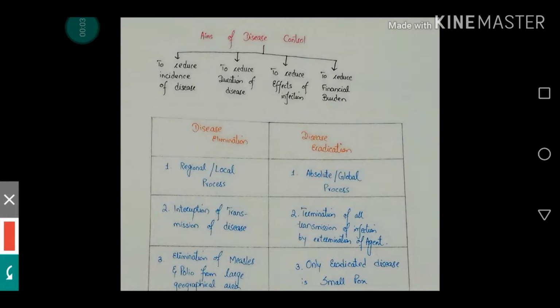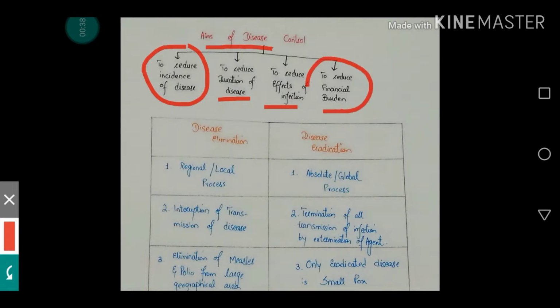So let us continue our talk about basic concepts of community medicine. Today we will talk about the aims of a disease control mechanism, the differentiation between disease elimination and disease eradication, and various other topics. Now, talking about the aims of disease control, they include to reduce the incidence of any disease, to reduce the duration of a disease, to reduce the effects of that disease or infection, and to reduce the financial burden of that disease on the community as a whole.